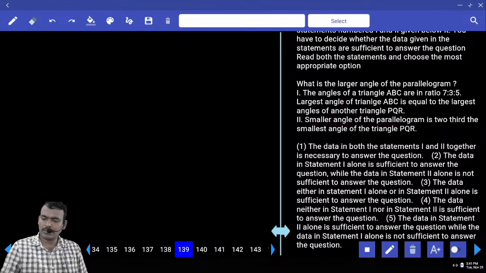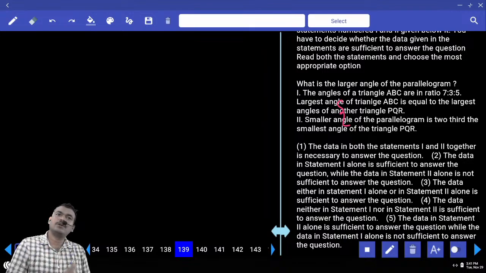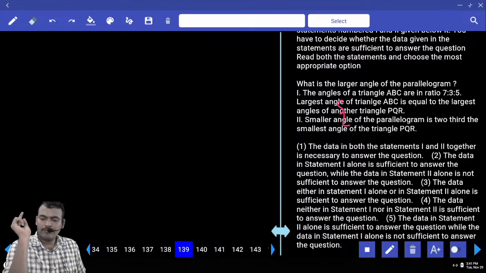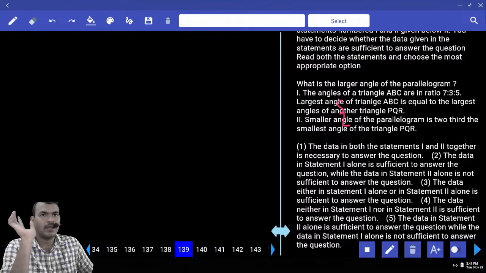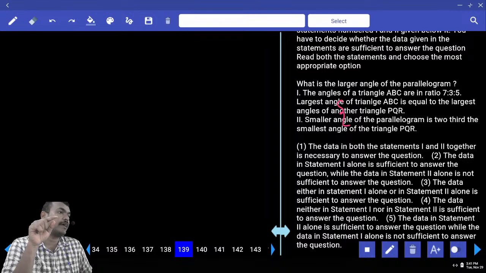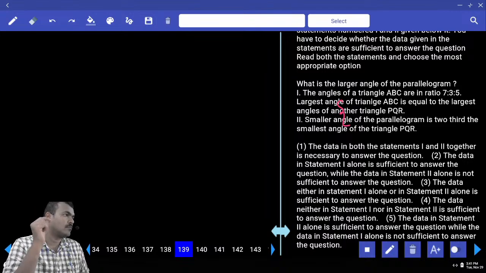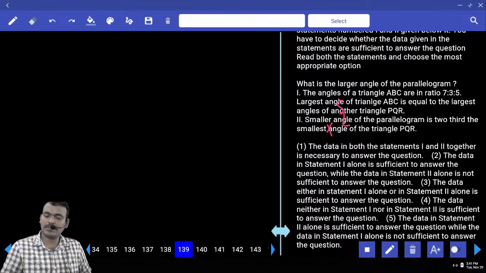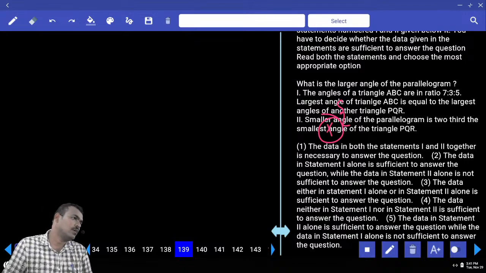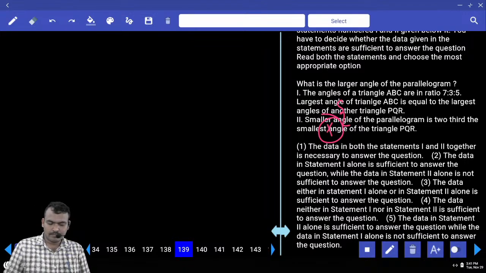By using both the statements, the first statement gives a relation on PQR, the second statement also on PQR, but we only get the smaller angle of the parallelogram. But we require the larger angle. So by using both the statements also we do not get the answer. Then the answer is neither 1 nor 2.